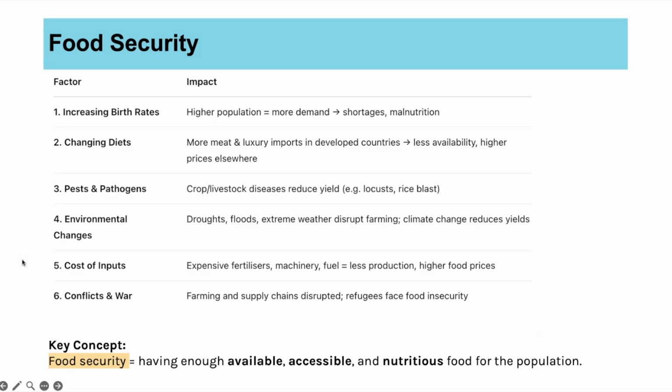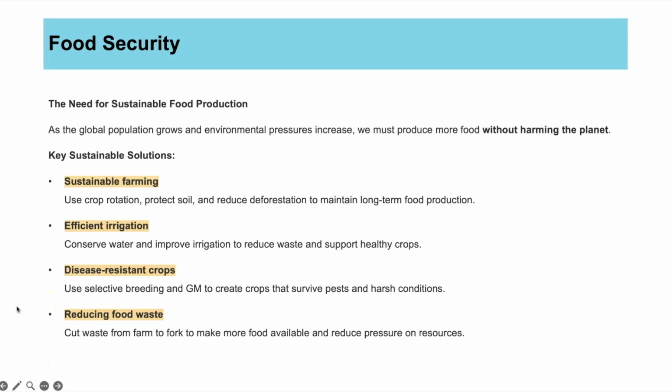The next bit is looking at food security. And what this means is having enough food available for all populations. And some of the reasons why countries might not have food security are listed here. And you've got your explanation for each of them as well. So you might want to pause, take a screenshot, you can put that in your notes.